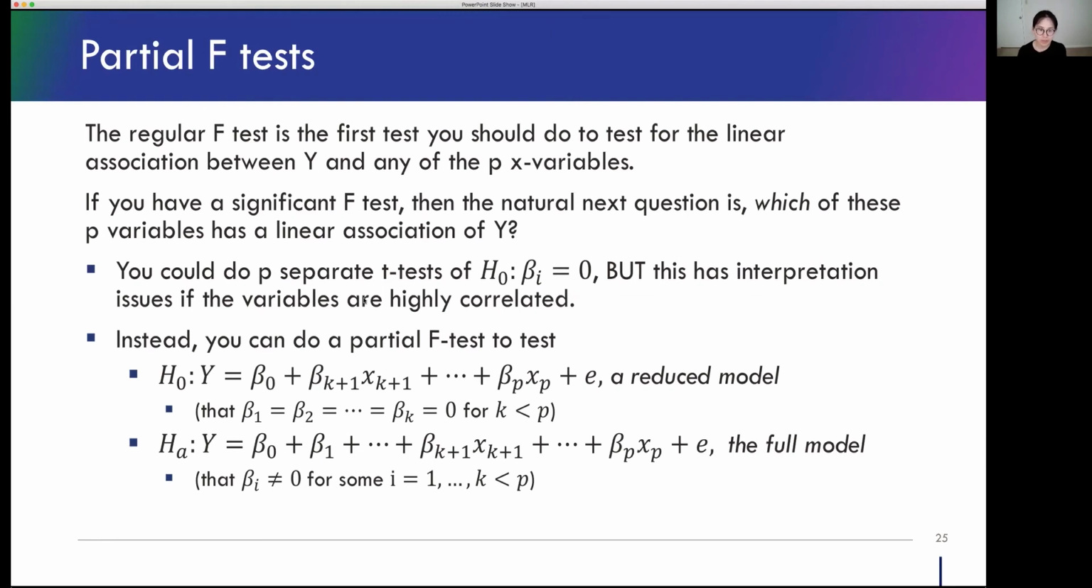The null hypothesis for this partial F-test is that you set beta 1 to beta k being 0, with k less than p, and p being the total number of predictors in the full model. In the full model, all these betas are not 0 as our alternative hypothesis. In the null hypothesis, we set some of them being 0. That's why it's called a partial F-test. We set part of those predictors' coefficients being 0.